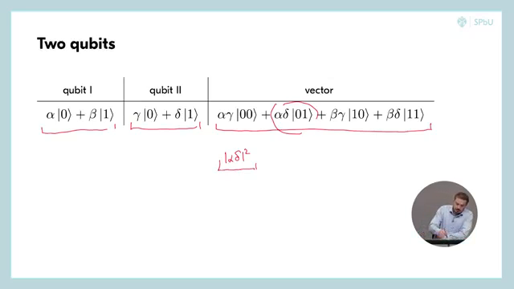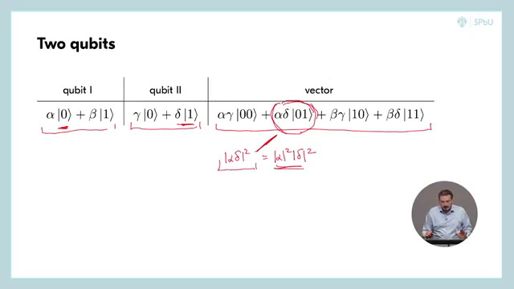And this is true because we believe that measurements of two different particles are independent events. So we can multiply the probabilities. We have alpha squared for obtaining this 0, and we have delta squared for obtaining this 1. So the probability of 0, 1 is alpha squared multiplied by delta squared.